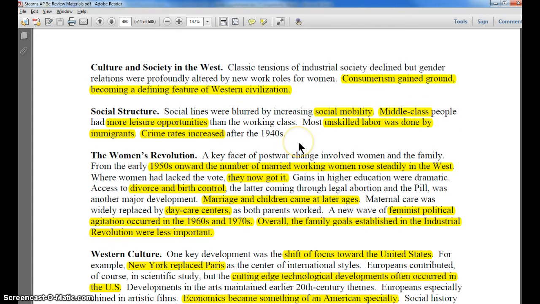We see because of immigration, there's more unskilled labor that doesn't require degrees or advanced training that's being done by immigrants. And there's also an increase in crime. This is all social stuff. Then we get into the women's revolution.